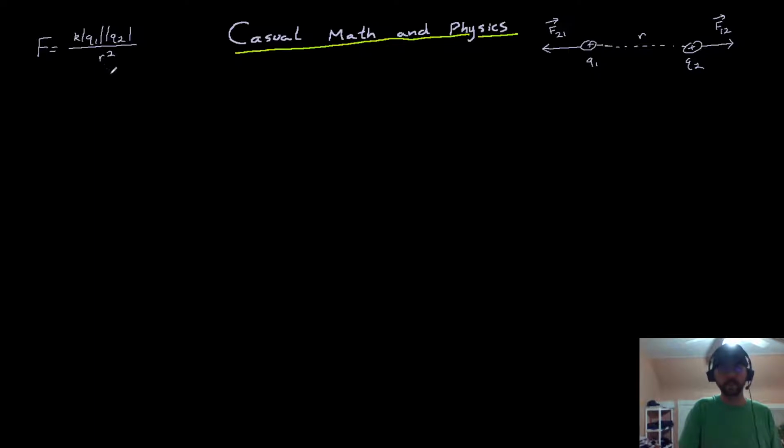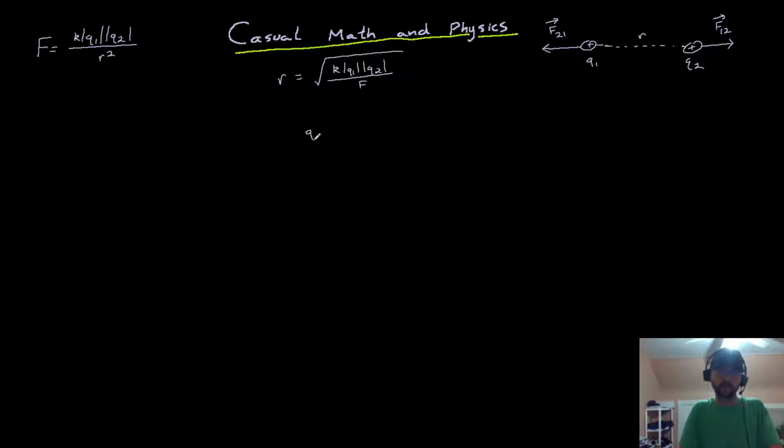So if you wanted to find the radius, I said radius, it's the distance. So distance equals the square root of K magnitude of Q1 magnitude of Q2 over F. So that would be, if you had all these values but you didn't know the distance between the two charges, you could use this formula, and you can solve for anything you want.